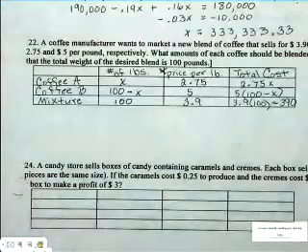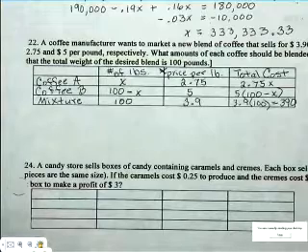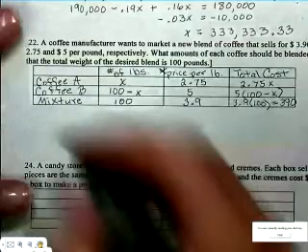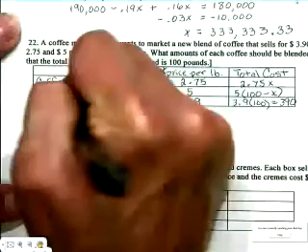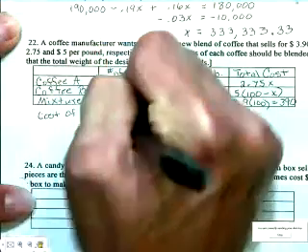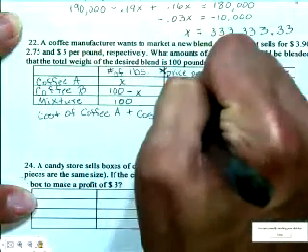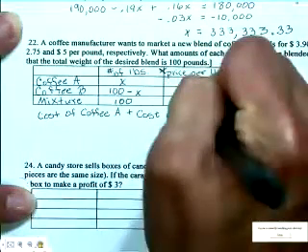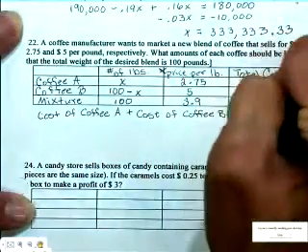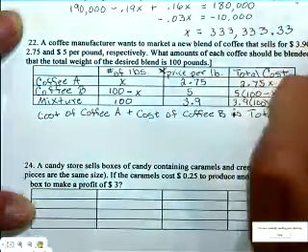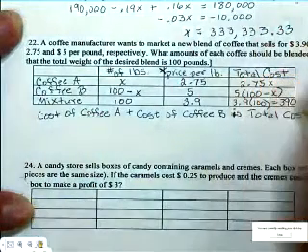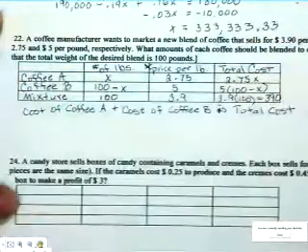But yeah, you don't just need to say coffee A plus coffee B, because if you do, I don't know if you're talking about the price per pound or the number of pounds. You got to give me a row and a column. So the total cost, I'm just going to say cost of coffee A plus the cost of coffee B is the total cost of the mixture.